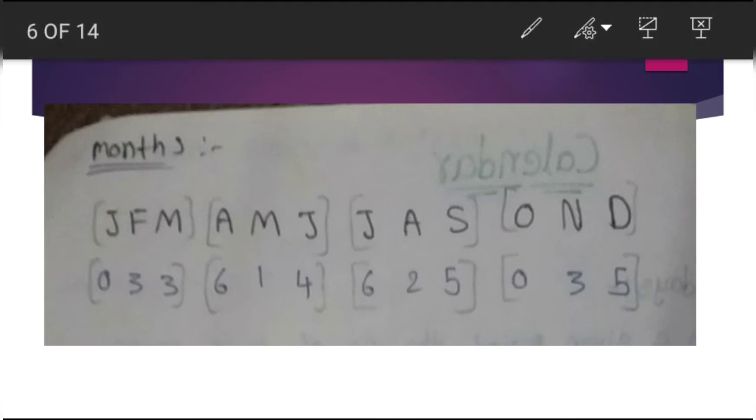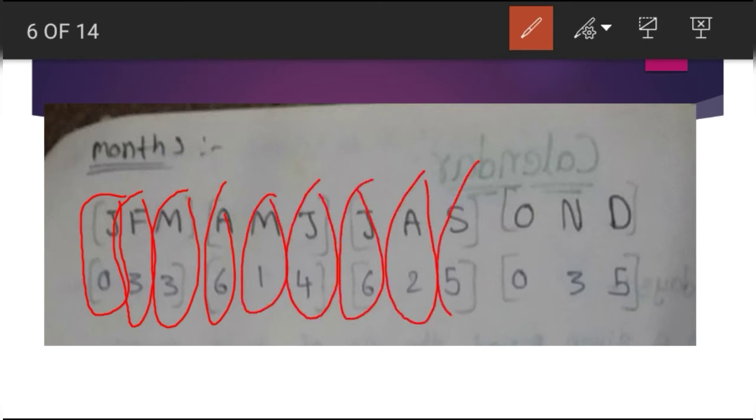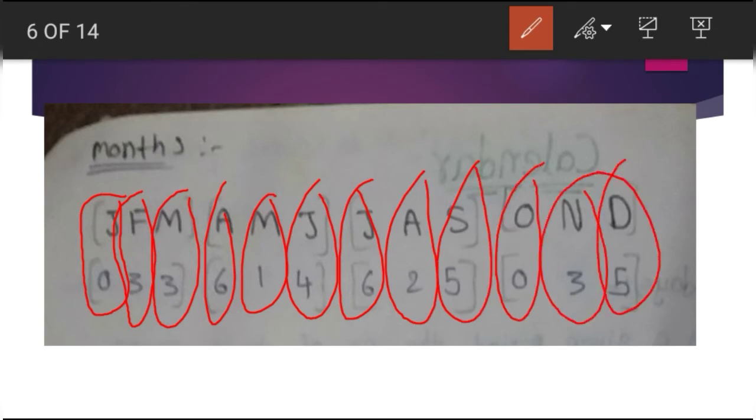Next, about months. It is somewhat difficult to remember these values, but I will give you an easy trick. For January, the value is 0. For February it is 3, March 3, April 6, May 1, June 4, July 6, August 2, September 5, October 0, November 3, and December 5.